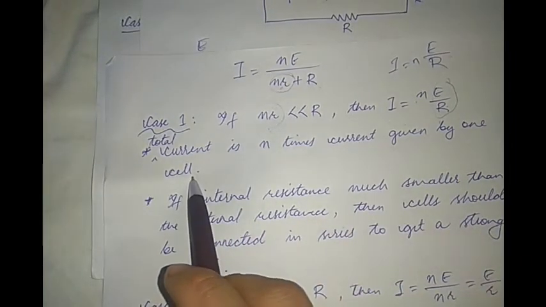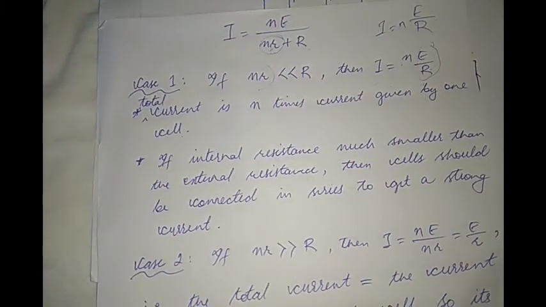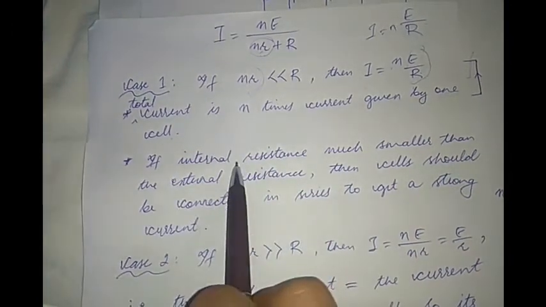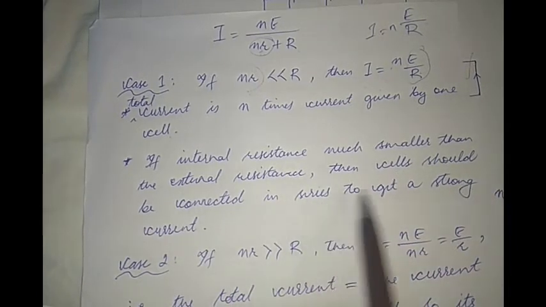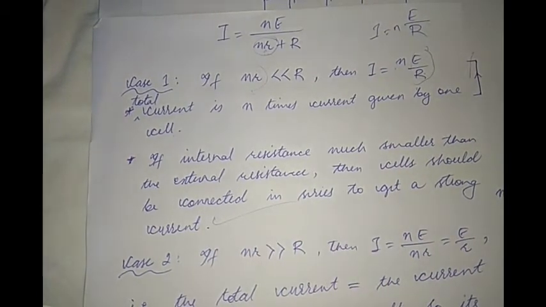So what can we conclude? Therefore, the total current is N times the current given by one cell. So when we have cells connected in series and the internal resistance is much lesser than the external resistance, it is good to connect the cells in series to get a stronger current. If the internal resistance is much smaller than the external resistance, then cells should be connected in series to get a strong current.